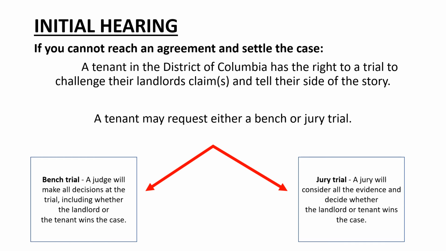Initial hearing. If you cannot reach an agreement and settle the case, a tenant in the District of Columbia has the right to a trial to challenge the landlord's claims and tell their side of the story. A tenant may request either a bench or jury trial. Bench trial. A judge will make all decisions at the trial, including whether the landlord or the tenant wins the case. Jury trial. A jury will consider all the evidence and determine whether the landlord or tenant wins the case.